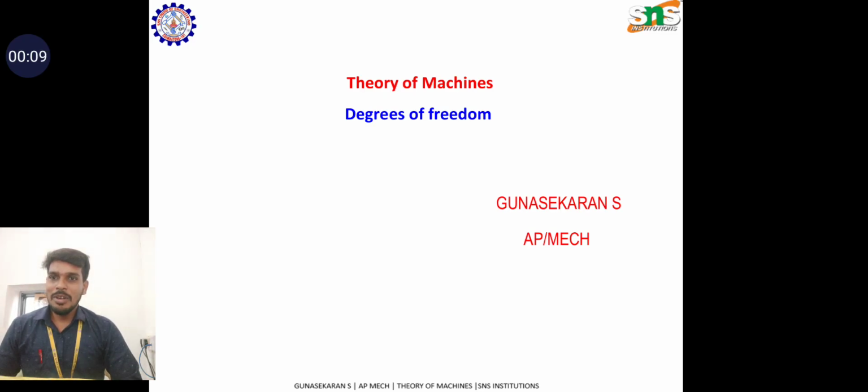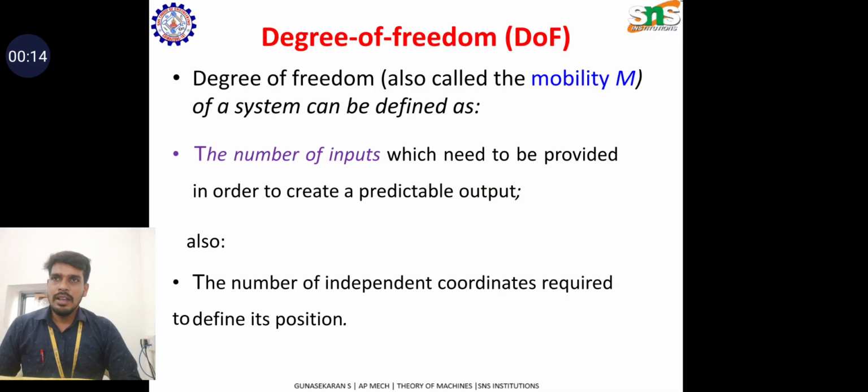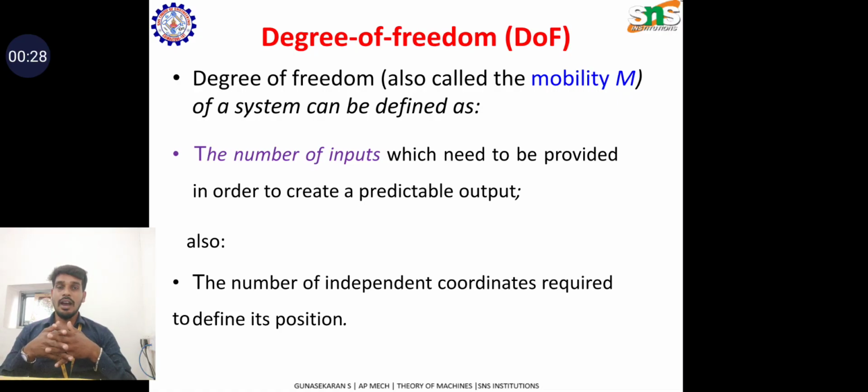Now we are seeing about degrees of freedom. Degrees of freedom, also referred to as mobility of a system, is the number of independent parameters or coordinates required to define its position or motion in space. It refers to the minimum number of inputs necessary to control the system and achieve a predictable, constant output. In simplest terms, it determines how many independent movements or adjustments are possible within a mechanism.